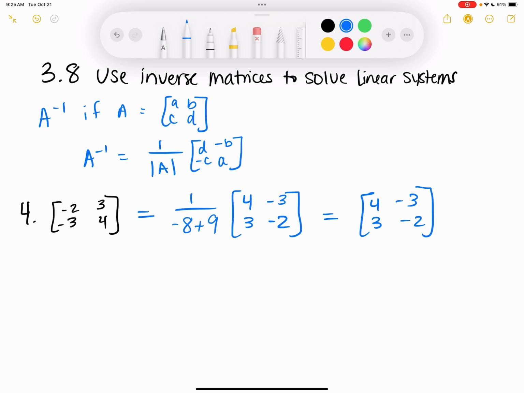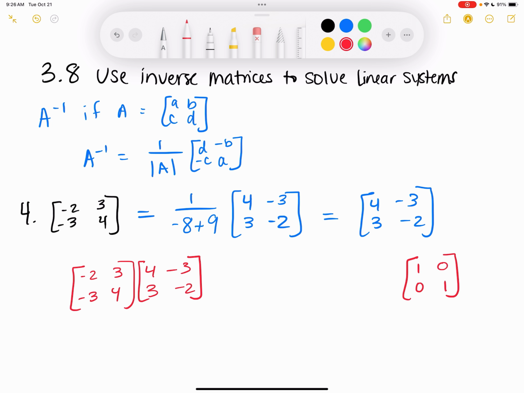Now I can check to see if this is correct, so I'm going to just do one by hand. It'll refresh our multiplication, but it'll also show you how to do it by hand. But normally I would just check them on the calculator. But we have -2, 3, -3, 4, and we multiply it by 4, -3, 3, -2. And if this works, the answer should produce 1, 0, 0, 1. So it should have 1s on the main diagonal going this way, and everything else should be a 0. So these are both 2 by 2s.